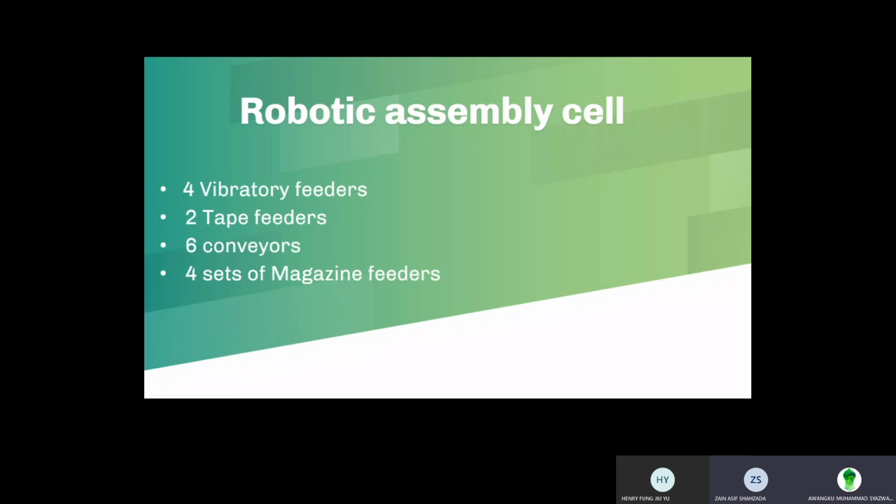For the robotic assembly cell, there are a total of 4 vibratory feeders being used, 2 tape feeders that I'll be discussing in the later part of the presentation, placed just next to the jig, 6 conveyors in total, and 4 sets of magazine feeders. In one set there are 2 magazine feeders, so with 4 sets, 8 magazine feeders are being used.